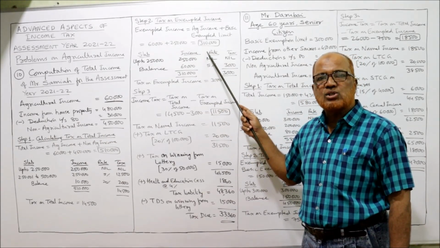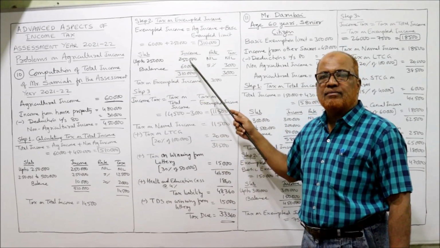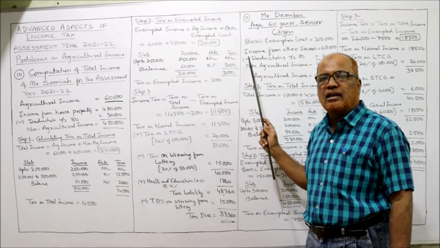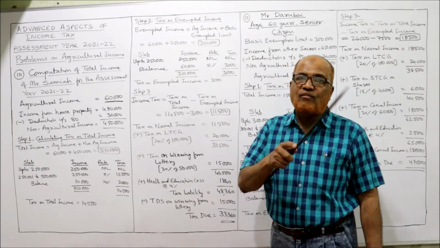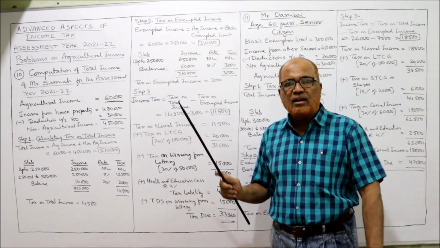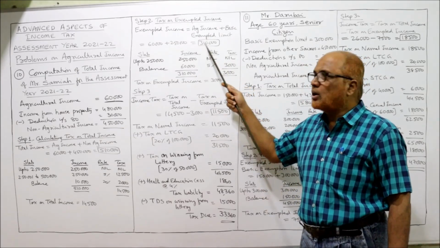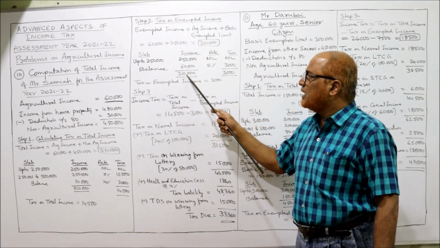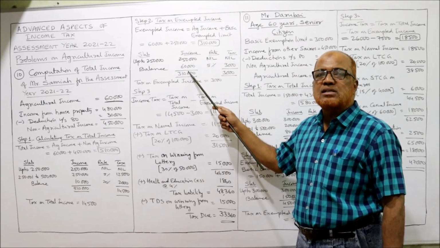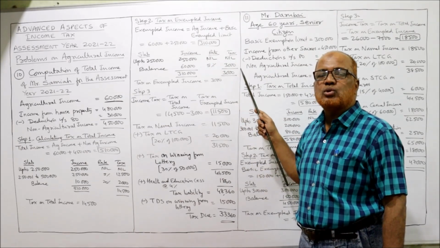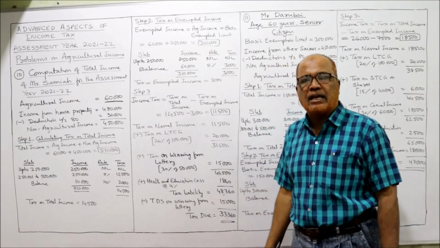Now we calculate tax on 3,10,000. First slab up to 2,50,000, income 2,50,000, nil. Second slab goes from 2,50,001 to 5 lakh. But is our income going up to 5 lakh? No, our income is only 3,10,000 here. So I am taking the balance. 3,10,000 minus 2,50,000, balancing figure is 60,000. On 60,000, 5% comes to 3,000. So 3,000 is the tax on exempted income.